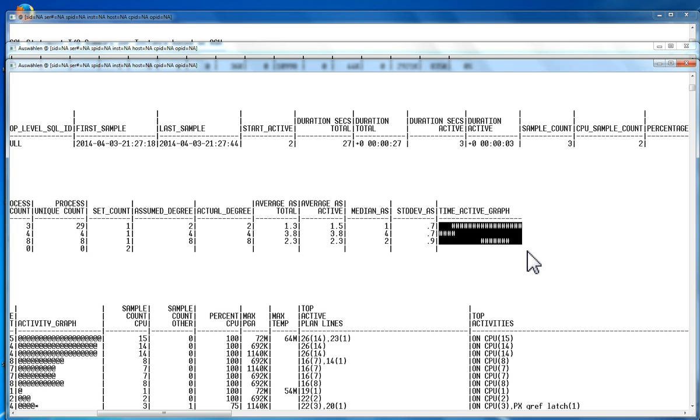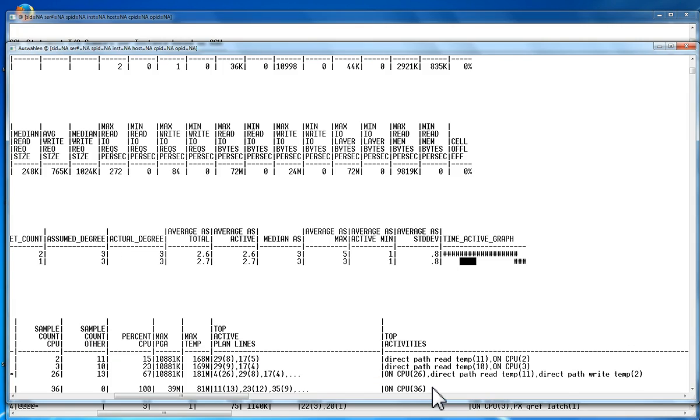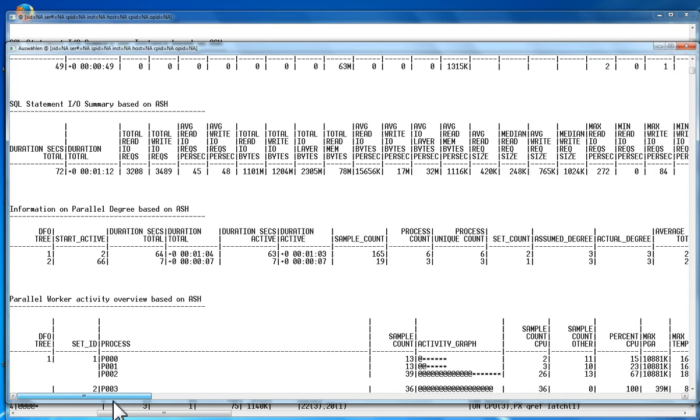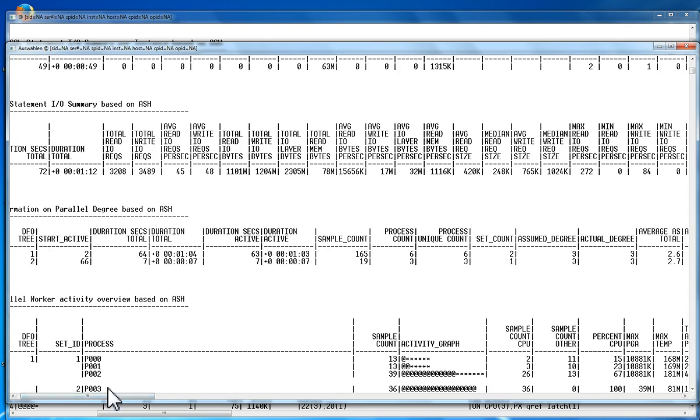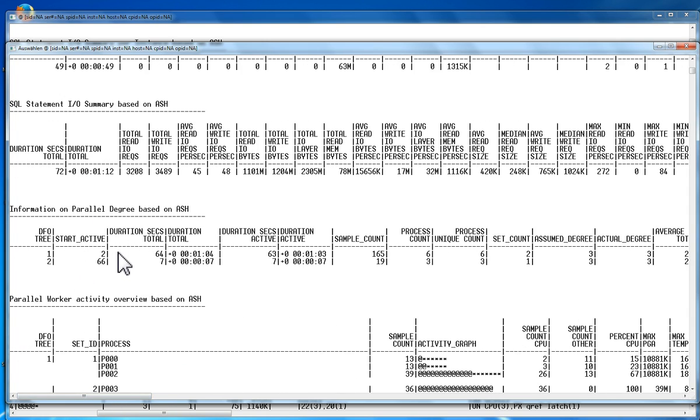In most cases, something like that is not really a good use of parallel execution. Yeah, so that is what you get from this information on parallel degree. So on DFO tree level, the information about some details that should give you a better idea of what is happening.